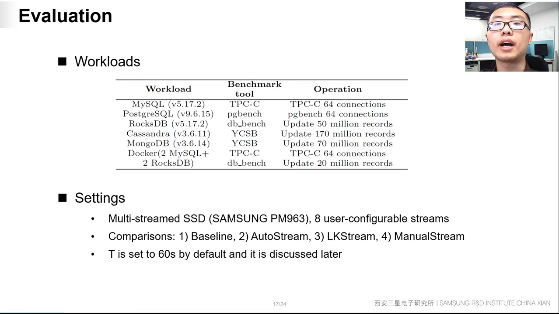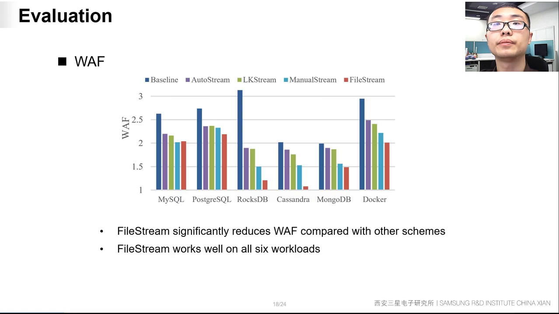AutoStream and LKStream are automatic schemes. They assign the stream IDs to IO based on the exact characteristics of LBA. ManuStream is a manual scheme. Programmers analyze the application mechanism and fix stream assignment strategy into application code. In addition, the key parameter T is set to 1 minute by default, and is discussed later.